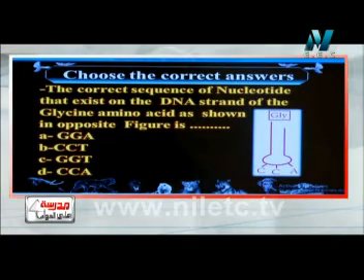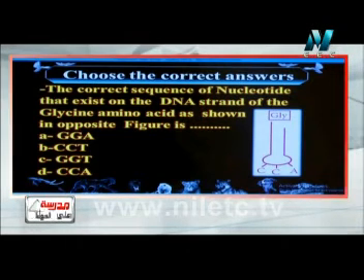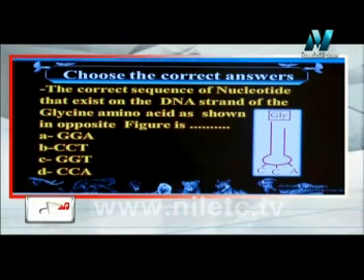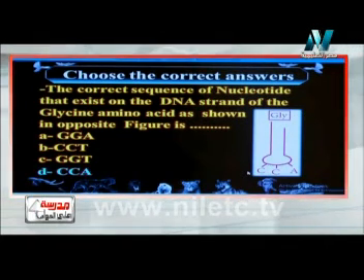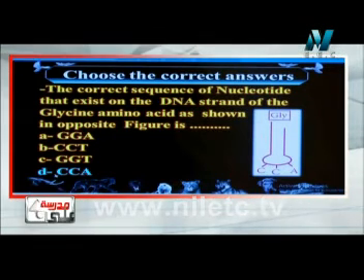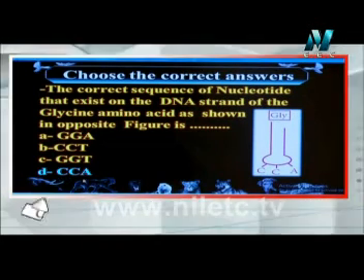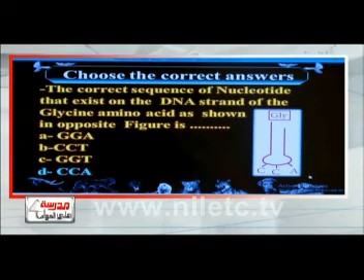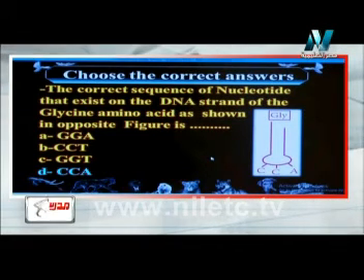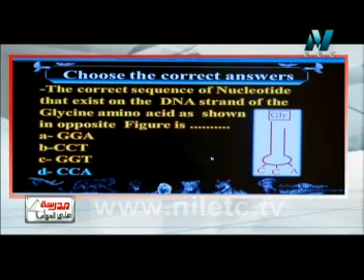So if the anticodon is CCA, that means the codon on the mRNA is GGU. So the sequence of nucleotides in DNA is CCA, because during transcription by RNA polymerase, CCA changes into the codon GGU on the mRNA. And the anticodon of the GGU on the mRNA is CCA. So the correct sequence of nucleotides that exist in the DNA strand of the glycine amino acid shown in the opposite figure is CCA.